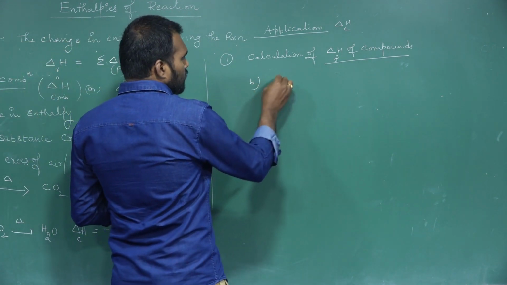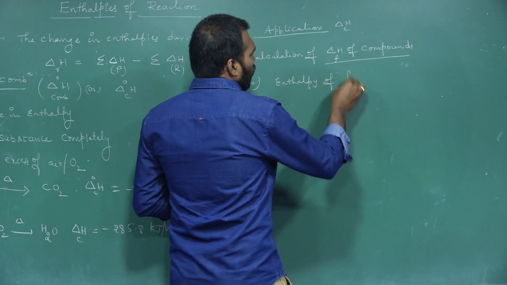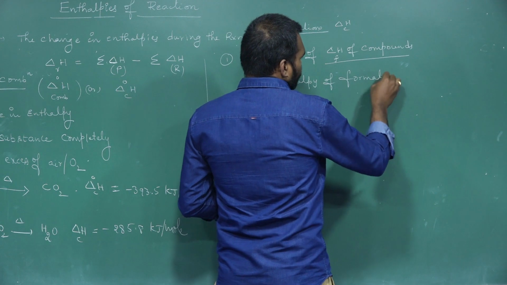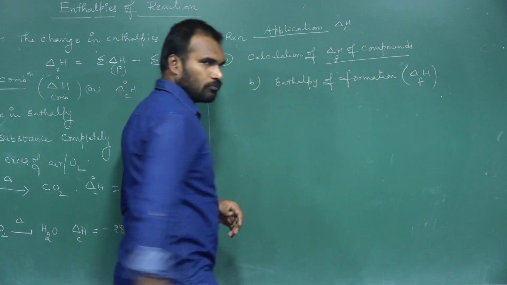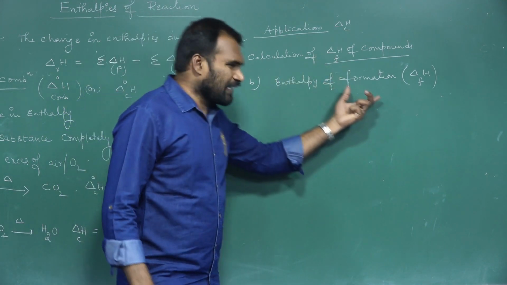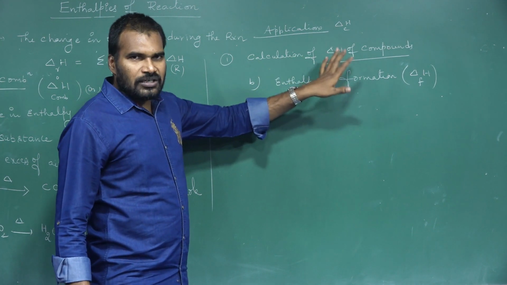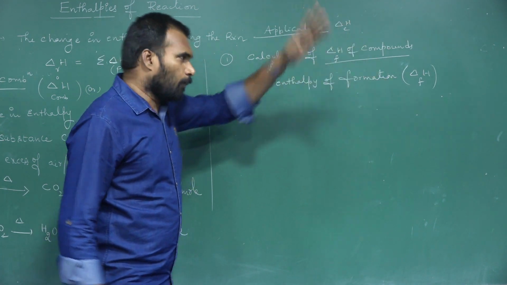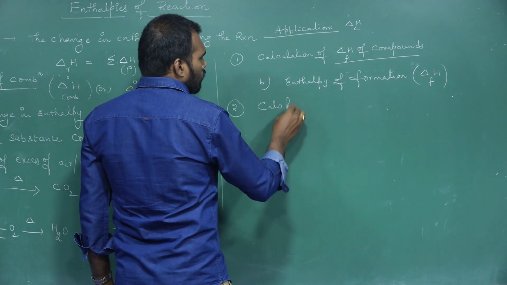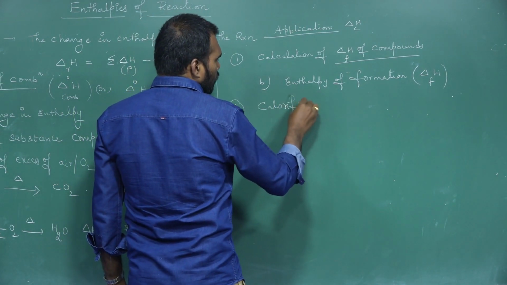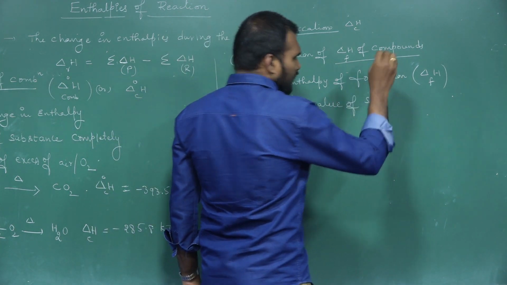So the first one is already over, enthalpy of combustion. The second one is enthalpy of formation, which we simply represent with del Hf. We will discuss what this enthalpy of formation is, everything we will discuss. So anyhow, this is the first application, calculation of enthalpy of formation of compounds. And the second application is calorific value. Calorific value of the substance we can calculate.